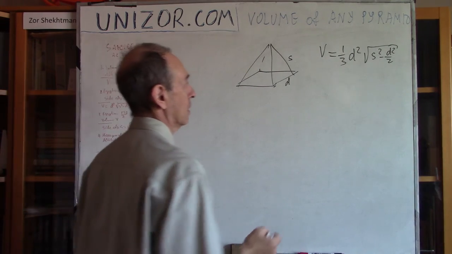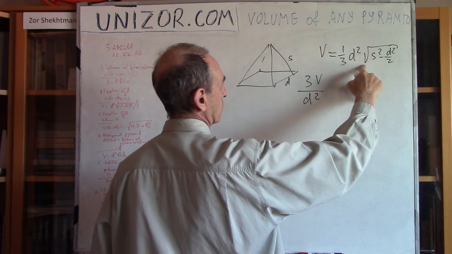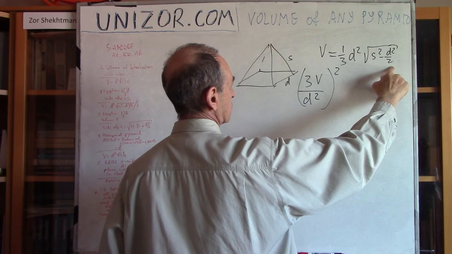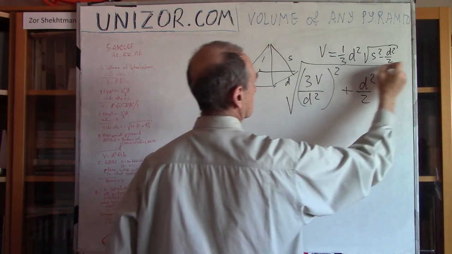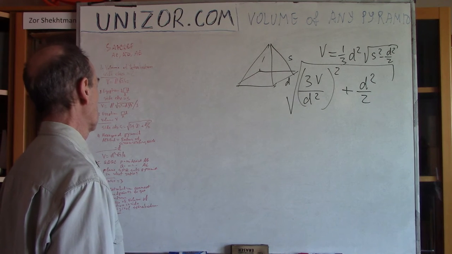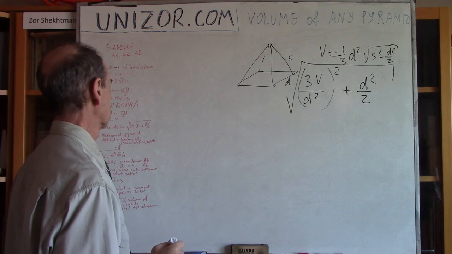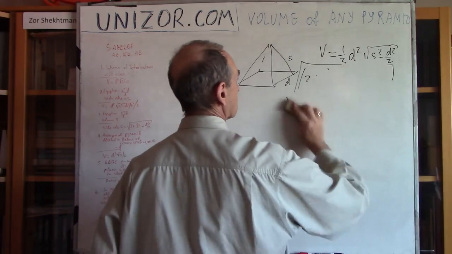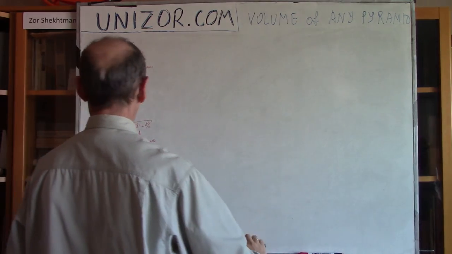This is pure algebra. So 3V divided by d square is a square root, right? Now, we square it and we get s square minus d square over 2. And we have to add d square over 2 to get s square, and we have to take the square root of this, and that's what gives me the s. Right? Yeah, seems to be fine. I had the same answer before. All right, that's it. Very simple. Just algebraic resolving of the equation. Next.